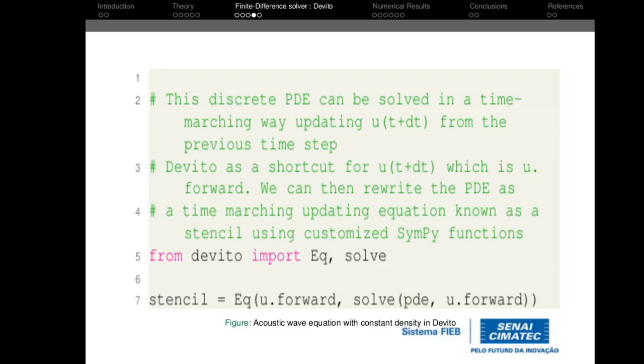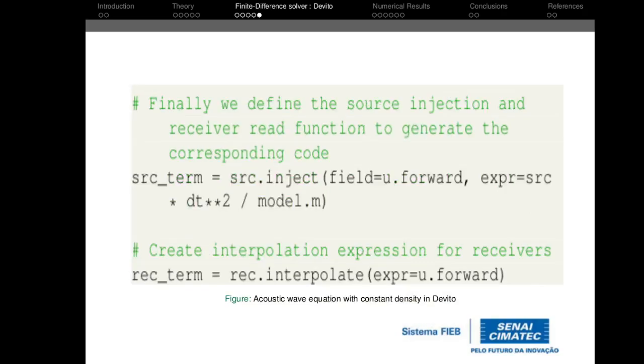So then I have to discretize my equation to solve it using finite difference. When I create the stencil, basically discretizing my wave equation, I inject the source by using the source injection, and then I create the rec term, which is the receiver, which will record and save the energy from the source after reflecting on the layers.